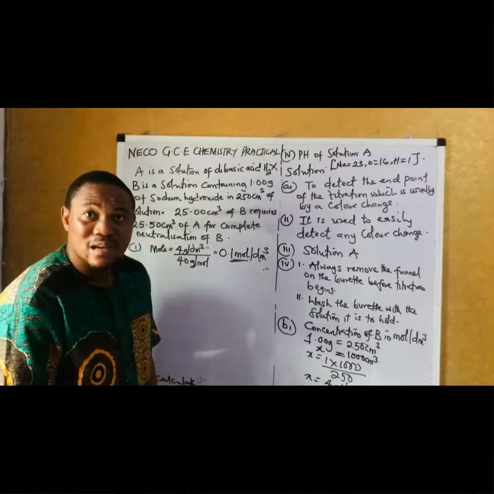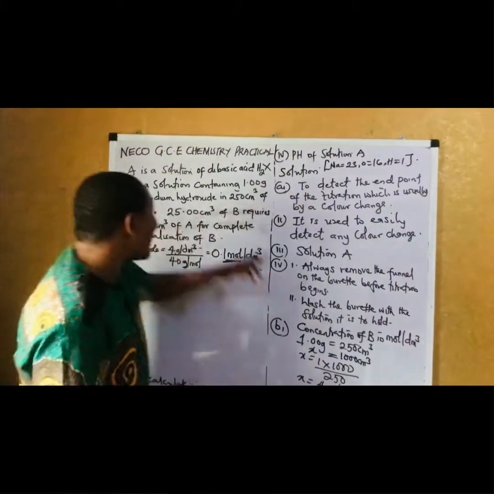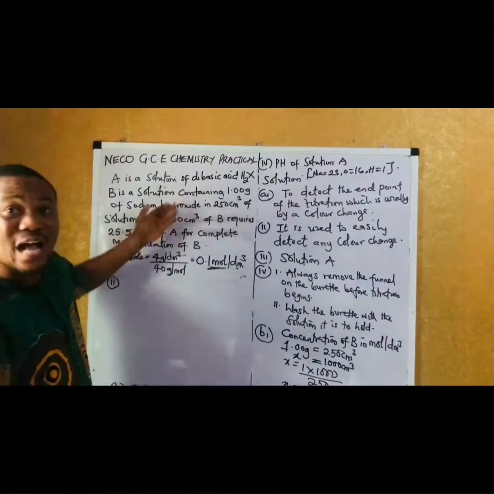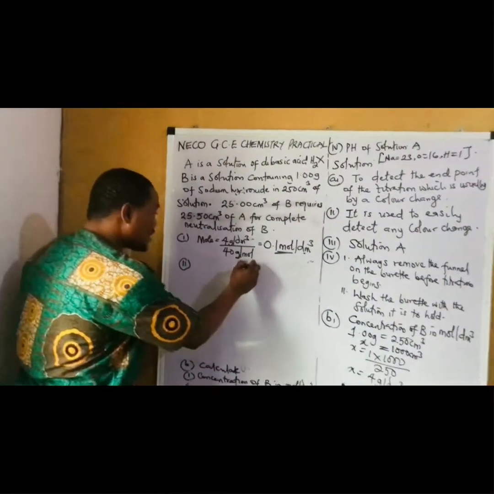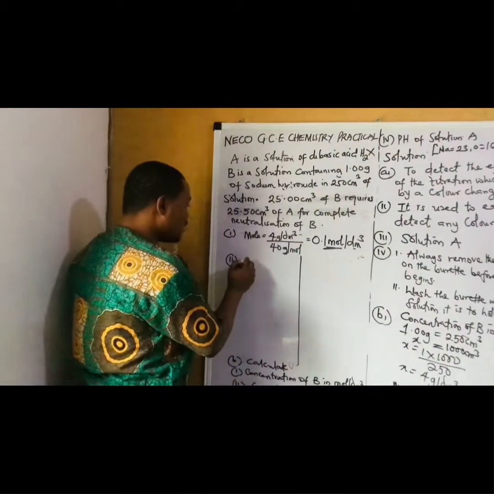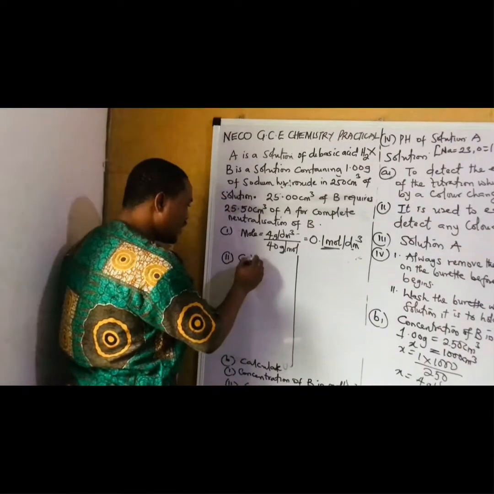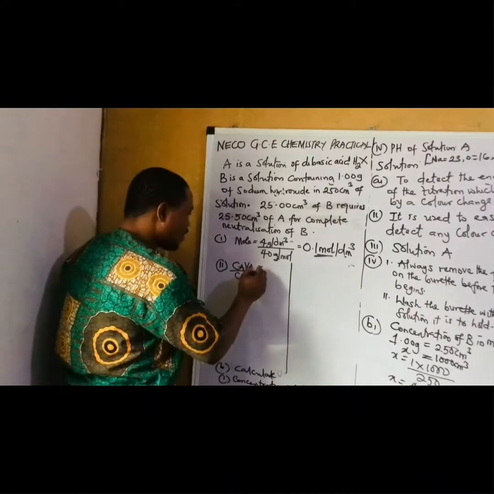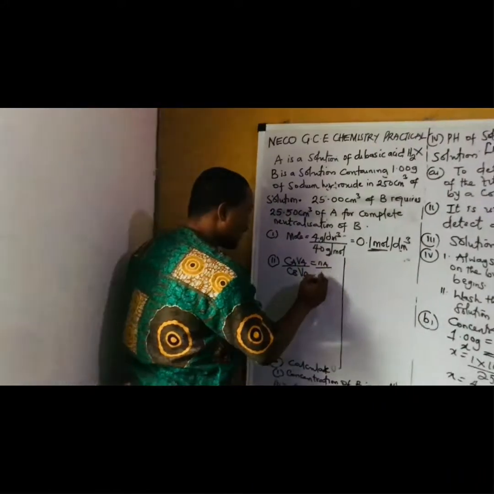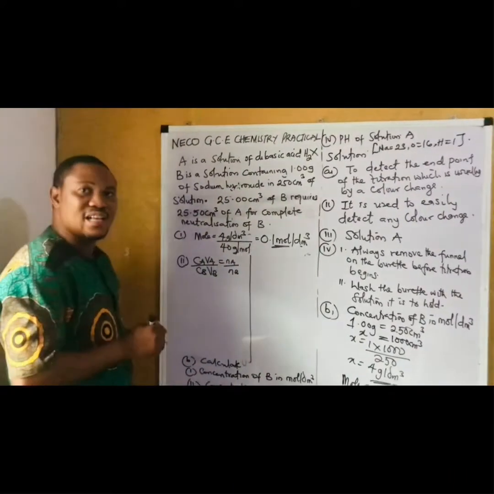Why can't I use this formula? The mass is not there. The molar mass cannot be calculated. So in cases like that, when I cannot use those formulas, then I'll come to my titration formula, which is CAVA over CBVB equals NA over NB. Can you see that? Now look at something.